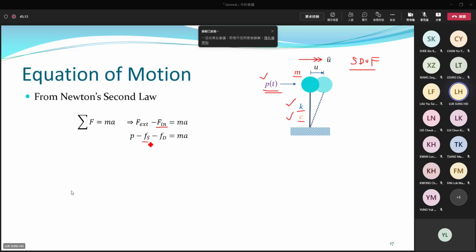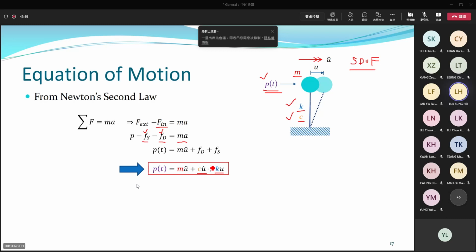Symbolically, I call this the stiffness force, Fs. For the energy loss, for the damping term, I call this Fd symbolically. P minus Fs minus Fd equals Ma. This is Newton's second law again. This equation is general. It can be applied to any stiffness model, any damping model in general. According to the previous sections, we can assume that the stiffness force is equal to K times the displacement. Damping force is equal to the damping coefficient times the velocity.